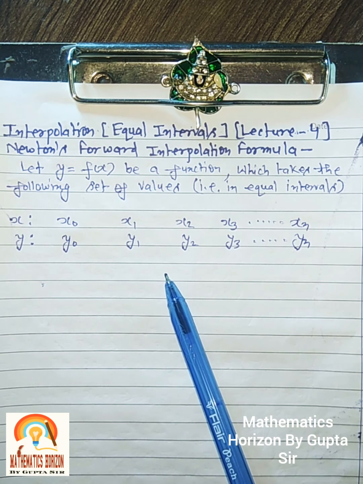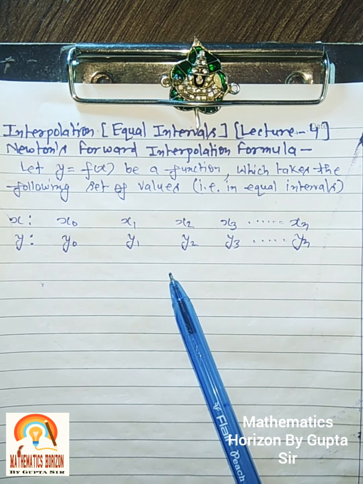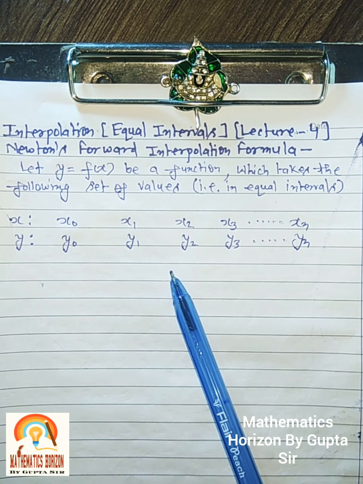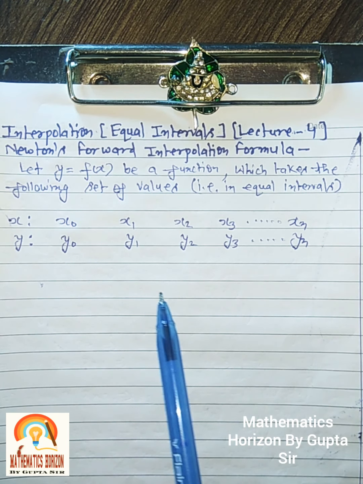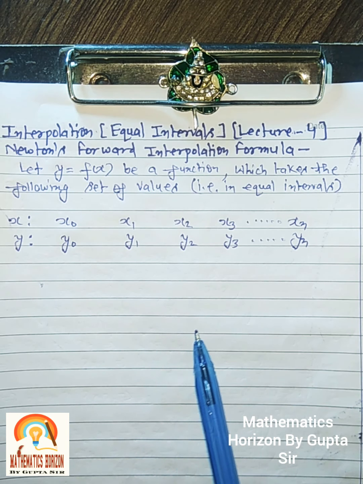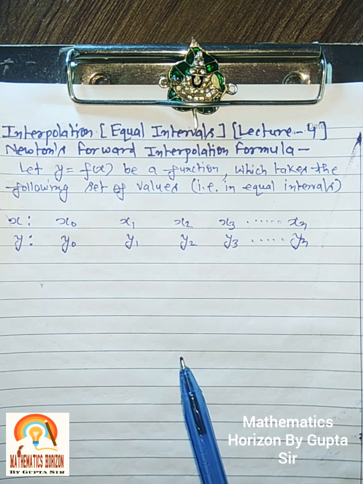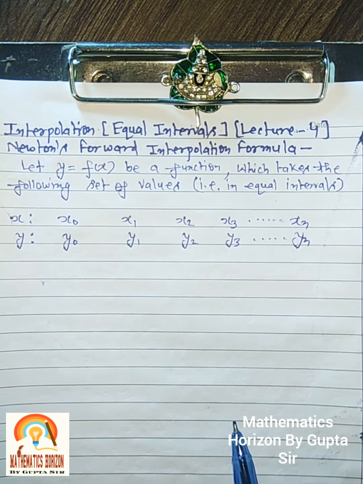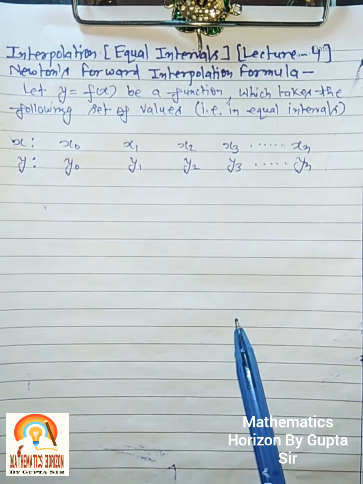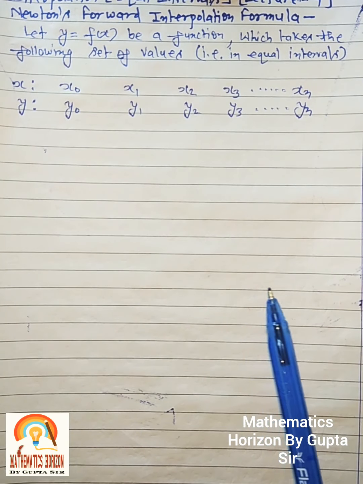If the interpolated value is near the end of the table, we always use Newton's backward formula. And if the interpolated value is near the center of the table, we always use the central differences formula. Newton's forward interpolation formula can be easily proved.